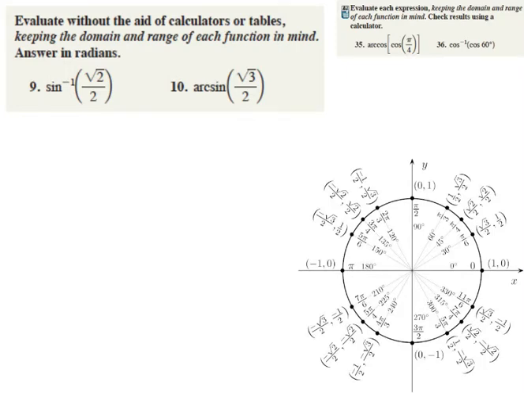Afternoon. Wanted to quickly get a couple things up on the web for us for pre-calc. We're going to look at doing the inverse of our trig functions today.